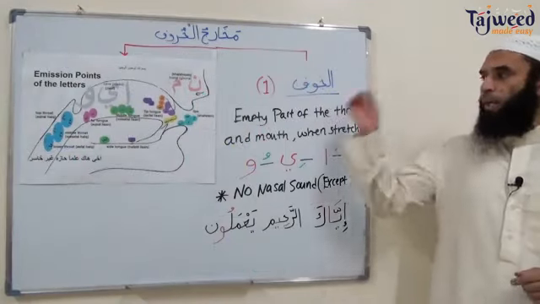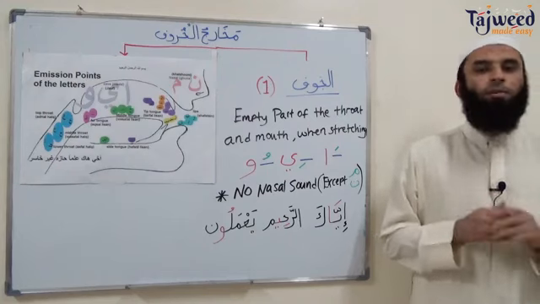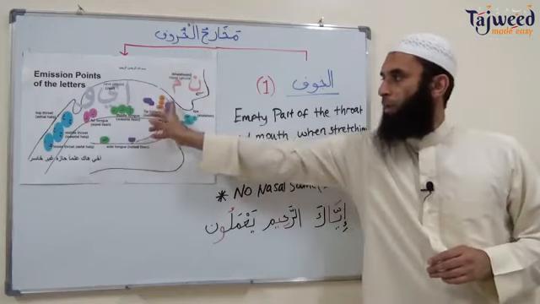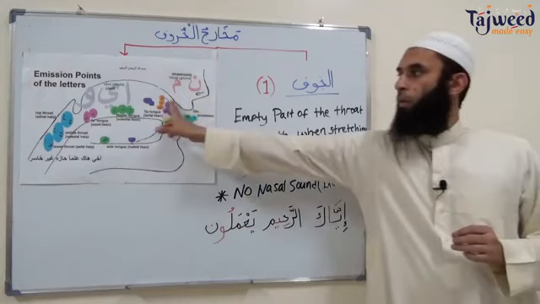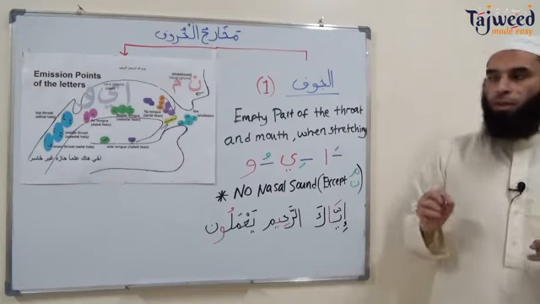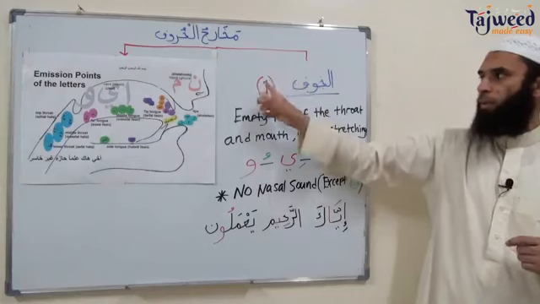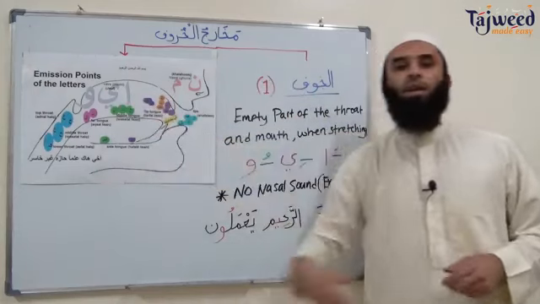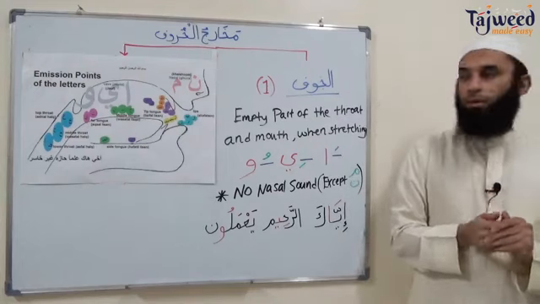So we have here on the board Al-Jawf, which is the first of the 5 areas where the 28 letters come out from. Al-Jawf is just the empty part of the throat, going downwards. This is 2 things. One, it's a whole area. And secondly, it's a point, one makhraj point. So this whole area doesn't rely on a specific point; the makhraj point is just one makhraj point, and the whole area is a makhraj point at the same time. Al-Jawf, the empty part of the throat and the mouth.